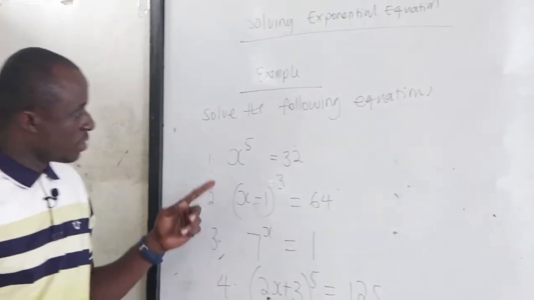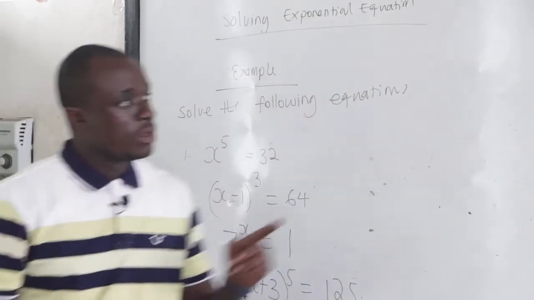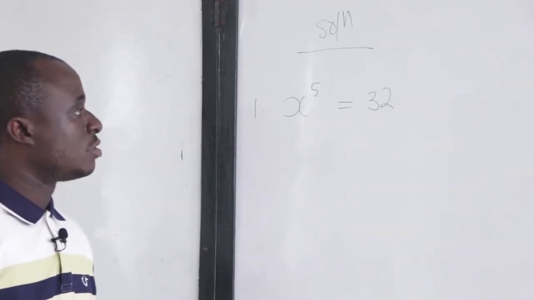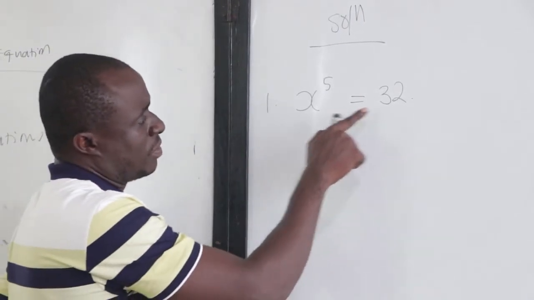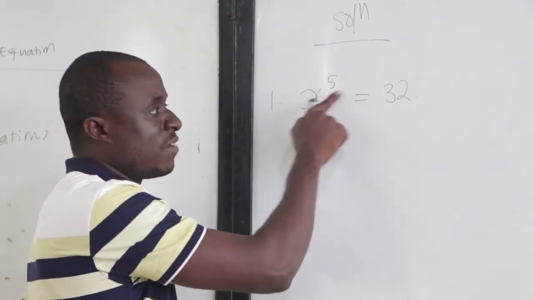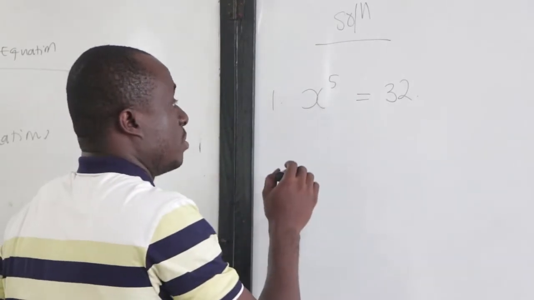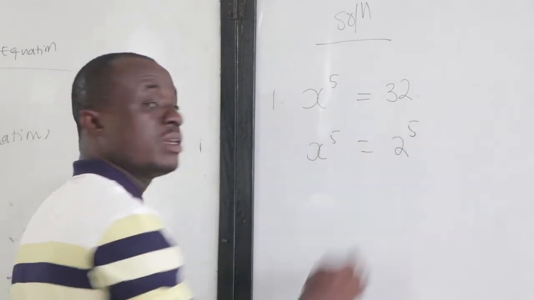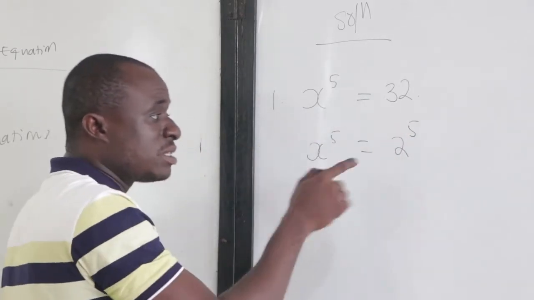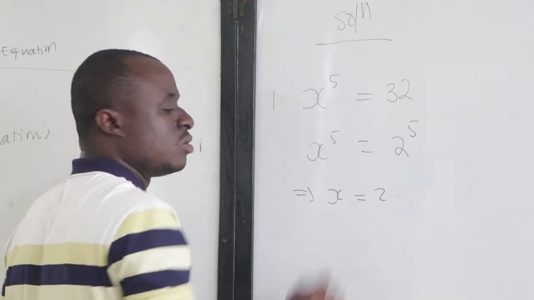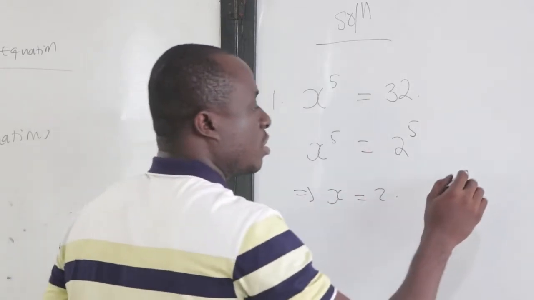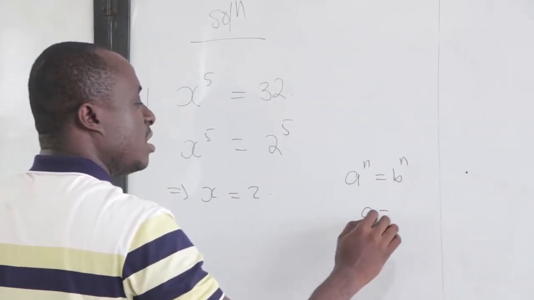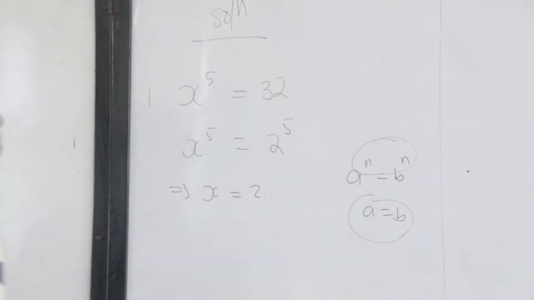Solve the following equations. The first one, x to the power 5 equal to 32. Here, we have the power to be 5. We can also make the 32 have the power 5. So here we have x to the power 5, and 2 to the power 5 is 32. Because the exponents are the same, this implies the bases are the same. So in a nutshell, if we have a to the power n equal to b to the power n, we are saying that a is equal to b, since the exponents are the same.